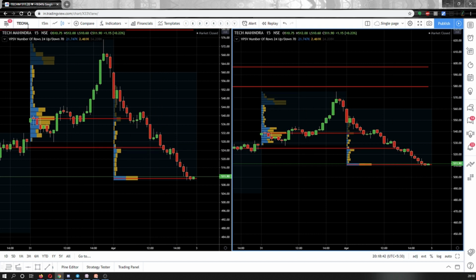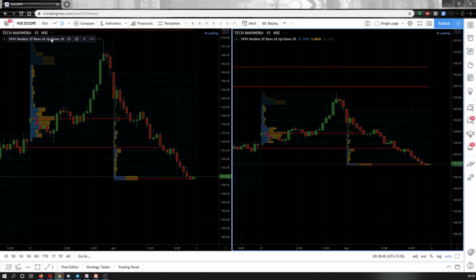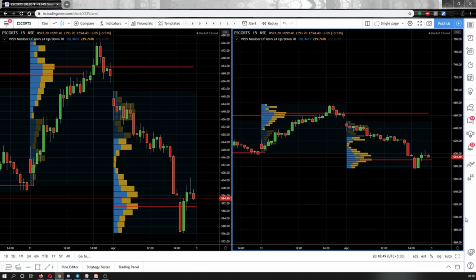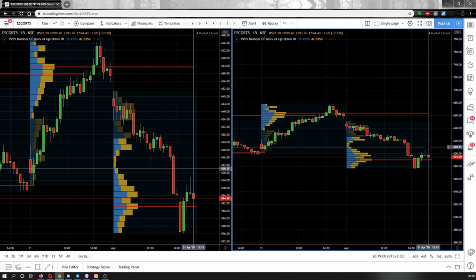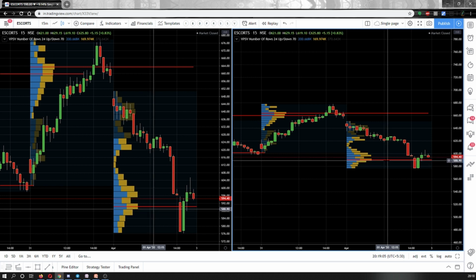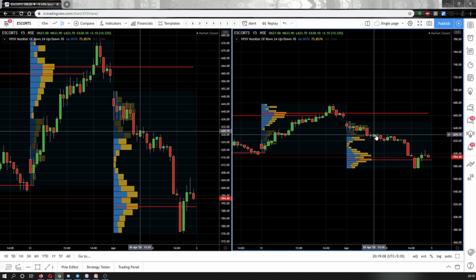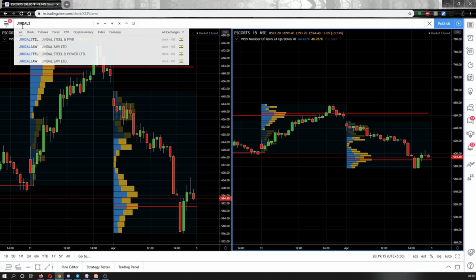So if I take the example of Escorts, see what happened. This was the POC line for some previous days. We don't have any POC lines in between at all. But I'm very sure that today's POC line will help you to decide where to take the entry and where to exit. So let's go to Jindal Steel.